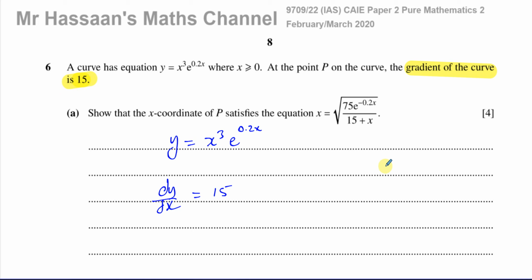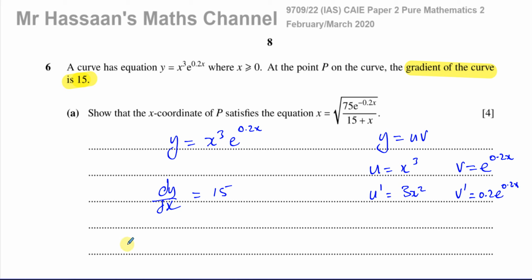For the product rule, we're going to call one of the functions u and the other one v. So u is equal to x cubed and v is equal to e to the power of 0.2x. Then we differentiate the first function, which gives us 3x squared, and we differentiate the second function, that's what the dash means. e to the power of something differentiates by staying the same, but then you multiply by the differential of what's inside the function. This is because of the chain rule. So we have 0.2 e to the power of 0.2x.